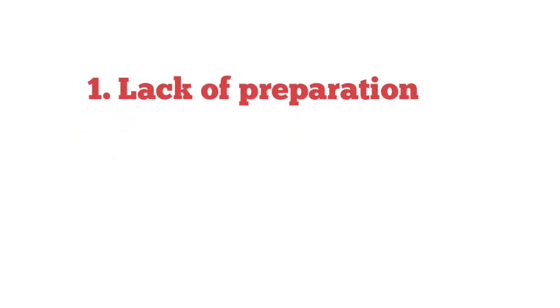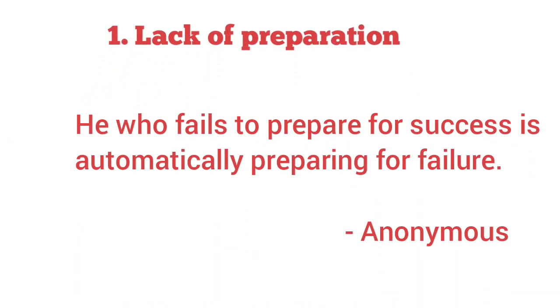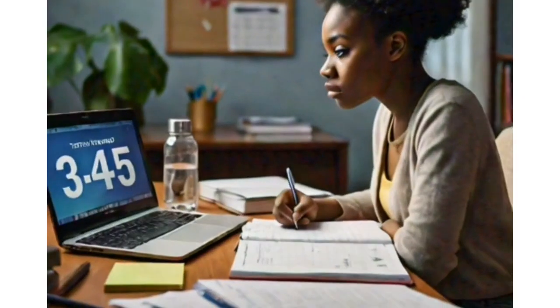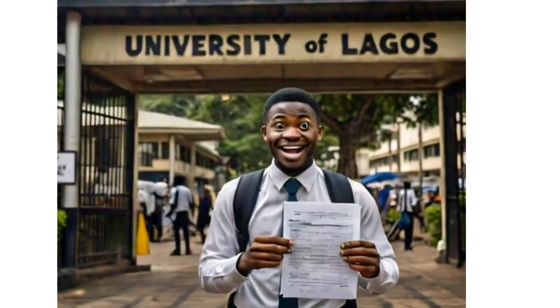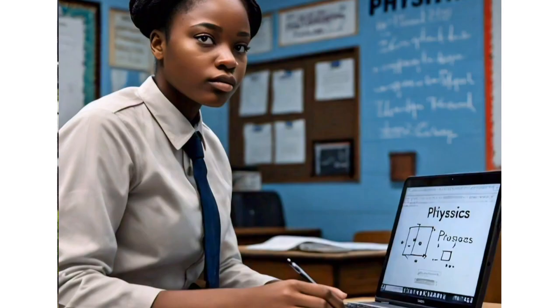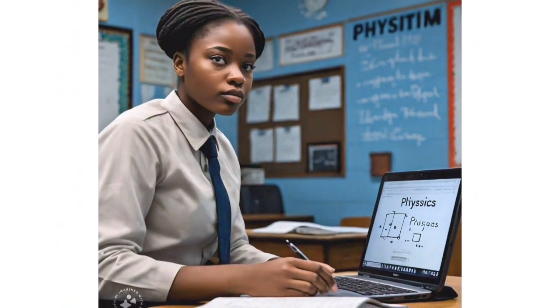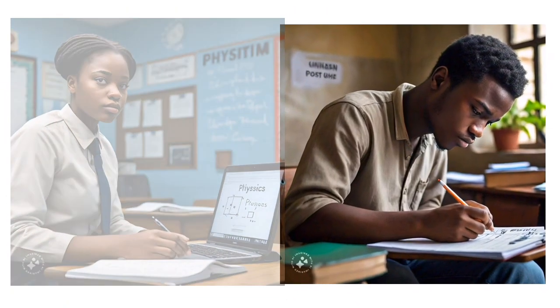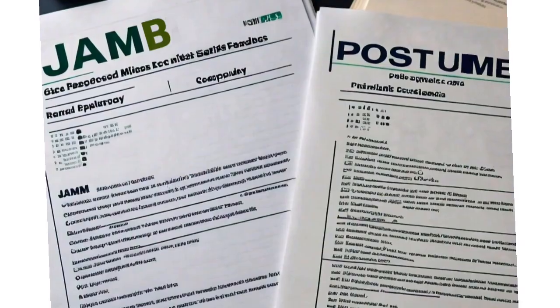This is saying that he who fails to prepare for success is automatically preparing for failure. Failure to prepare well for the examination is one of the critical factors that affect students. So if you want to do well, you must prepare very well. If you have read for JAMB, you still need to add more knowledge and read for this post-UTME. That's because JAMB has its own syllabus.